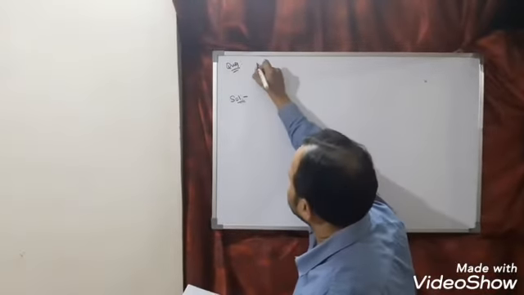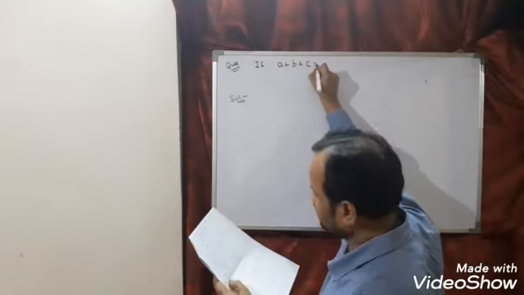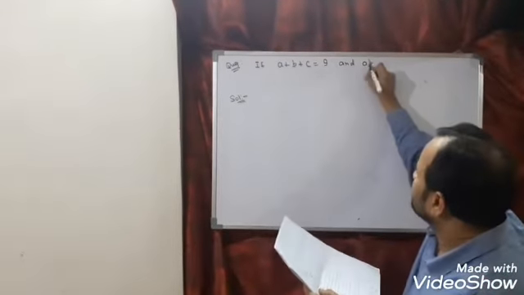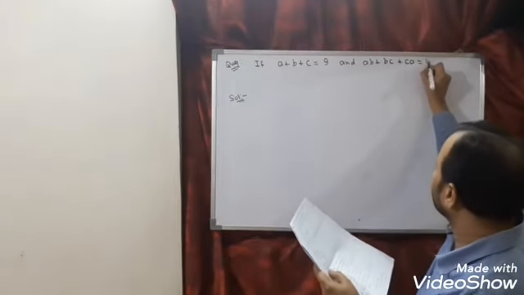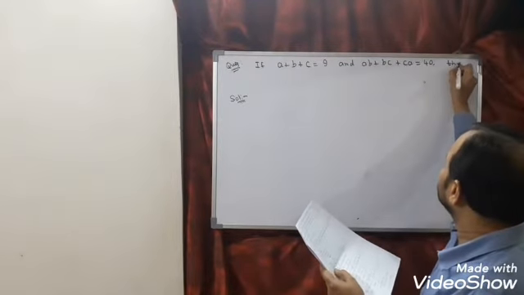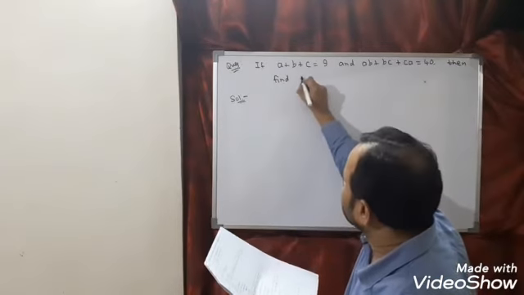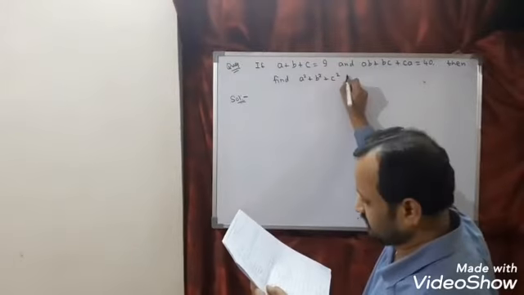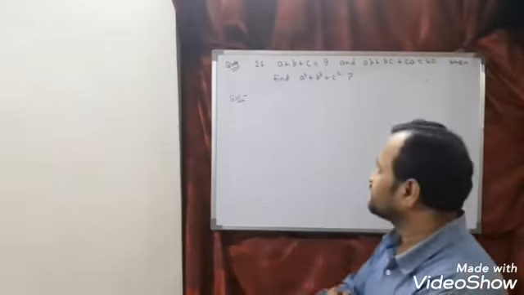The next question is, if a plus b plus c is equal to 9 and ab plus bc plus ca is equal to 40, then find a square plus b square plus c square. So you can see this question is similar to the previous one.